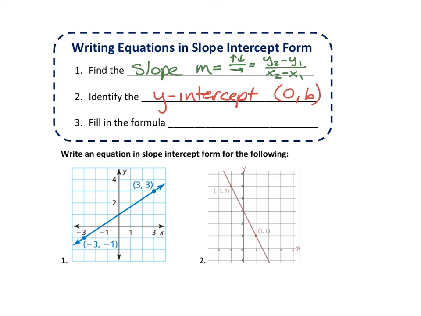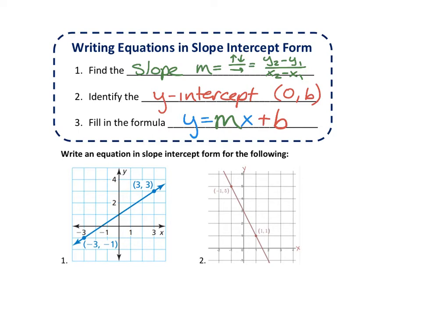And once we do that, we can fill in our equation y equals m, that slope, x plus b, whatever you have for your y-intercept. So we really just need to find the slope and the y-intercept, and we'll be able to fill in the m and the b in the formula.